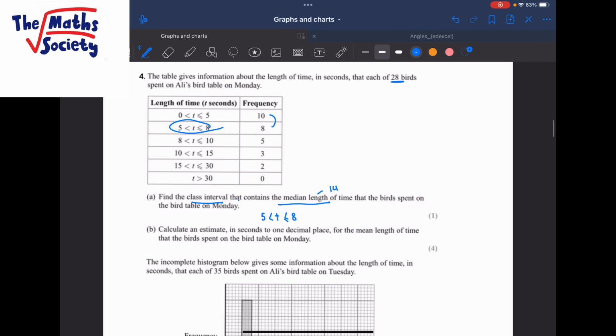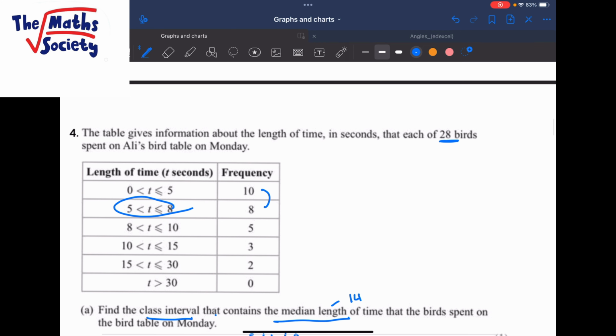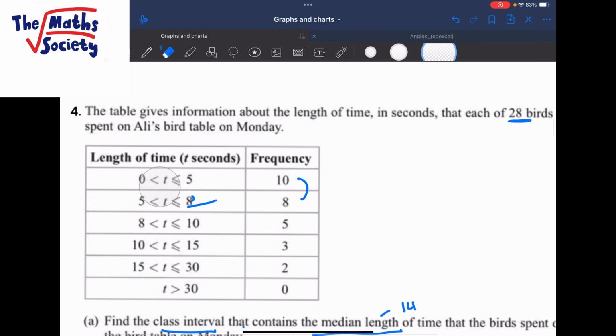And B says, calculate an estimate in seconds to 1 decimal place for the mean length of time. So we need to find the mean. So if we want to find the mean, we know that we need to find the middle, which would be 2.5, multiplied by 10.